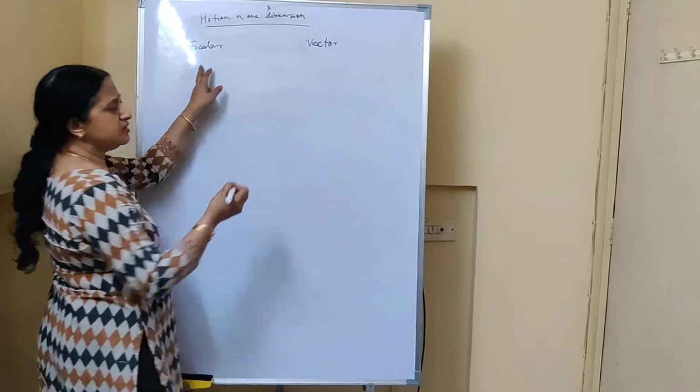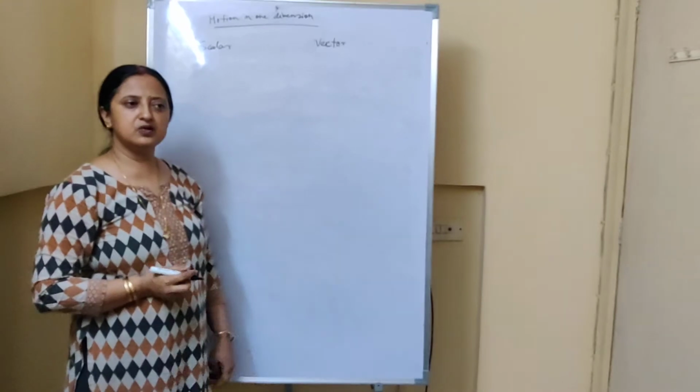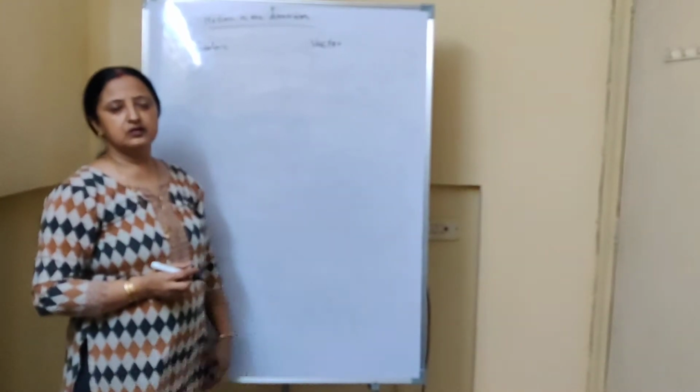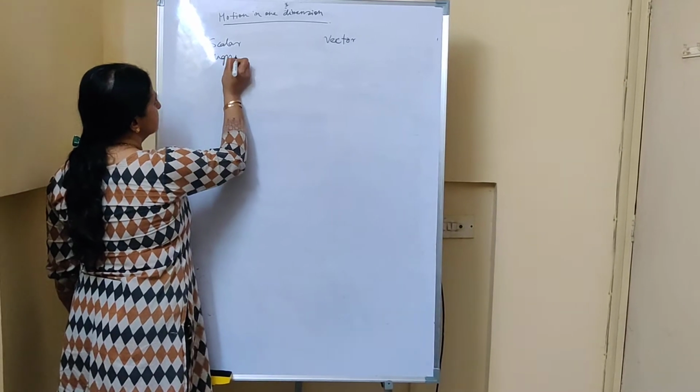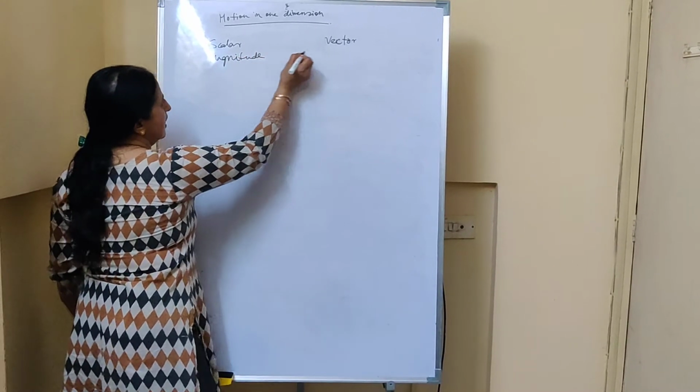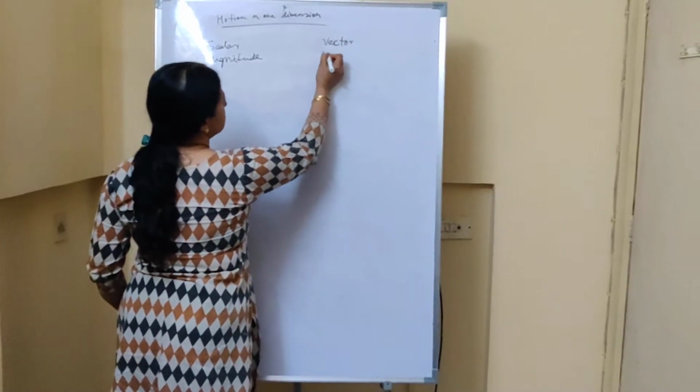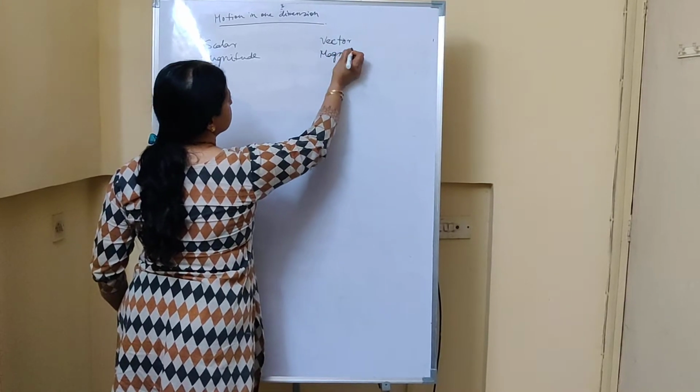So physical quantities are divided into two parts. One is scalar quantity, another is vector quantity. Now what is scalar quantity? Which are having magnitude only. And vector quantity which is having magnitude and direction.